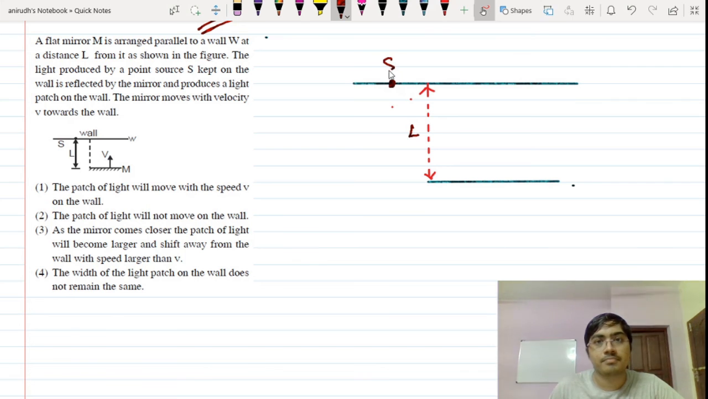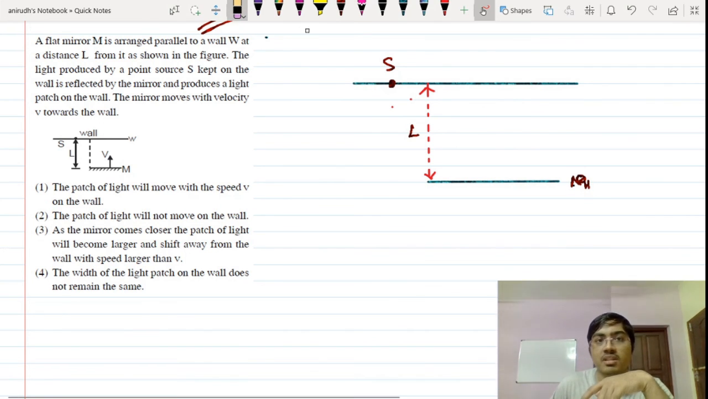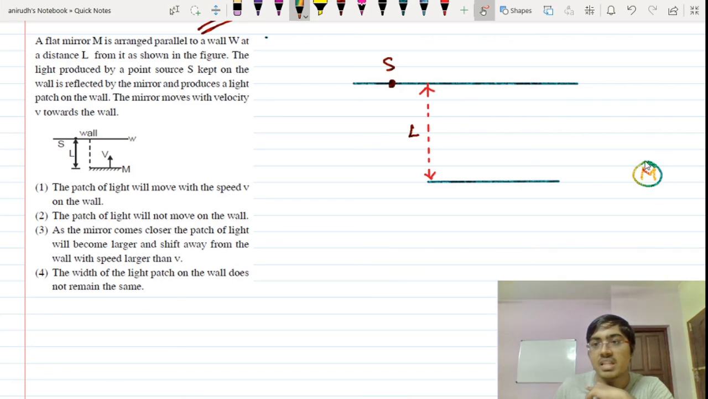This is the source. And this mirror is moving towards the wall. So this is the mirror. Mirror is actually moving towards the wall. I don't want to destroy this diagram with too many markings, too many markings are not something that I prefer here. Let me write it here. This is the mirror and this is the wall. Fine. Now see, a flat mirror M is arranged parallel to the wall at a distance of L from it as shown in the figure. The light produced by a point source S kept on the wall is reflected by the mirror and produces a light patch on the wall.